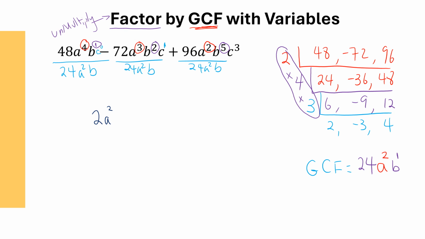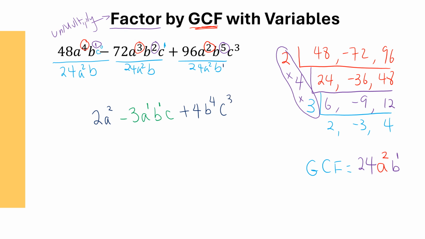And next term, we have -72 divided by 24. So that's going to be -3. And we have 1a left, and then 1b left, and you bring down the c. And then for the last term, we have +4. A's are gone, and then for b, 5 minus 1 is 4. So b to the 4th power, and bring down c to the 3rd power.